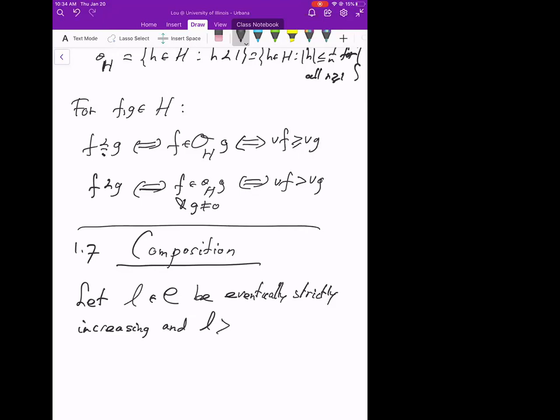L is eventually greater than any real number. In other words, it goes to infinity. L(t) goes to plus infinity as t goes to infinity. That's another way of writing this condition.